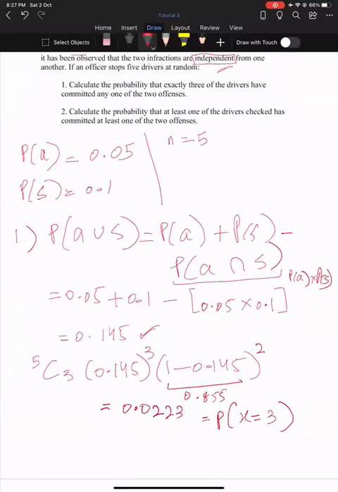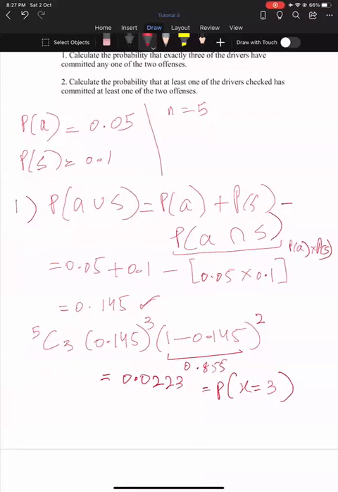For part 2, we have to calculate the probability that at least one of the drivers checked has committed at least one of the two offenses. Okay, so in part 2, x should be greater than or equal to 1.